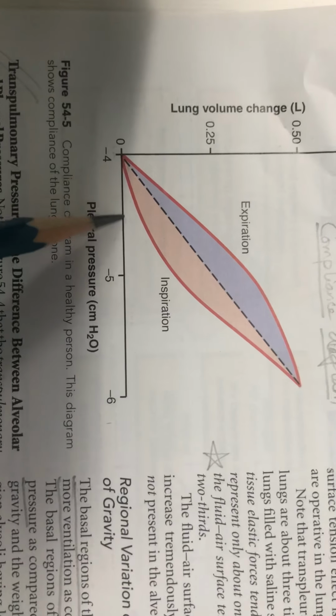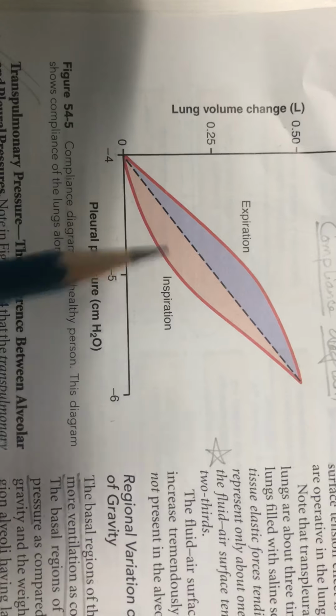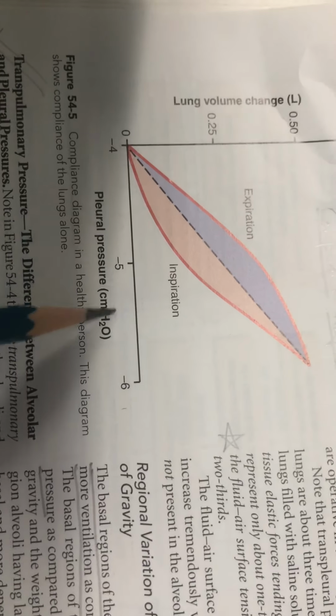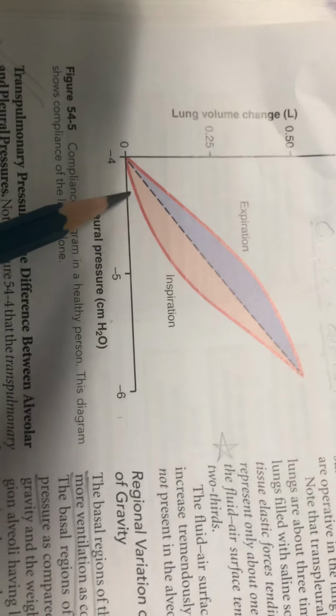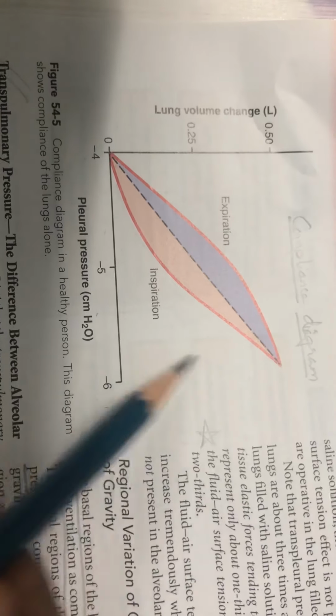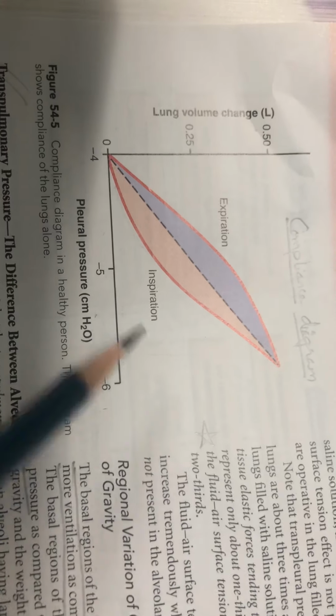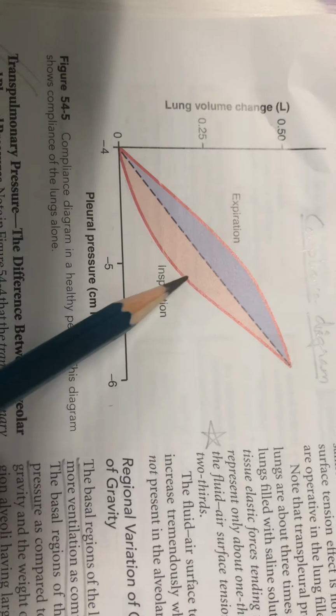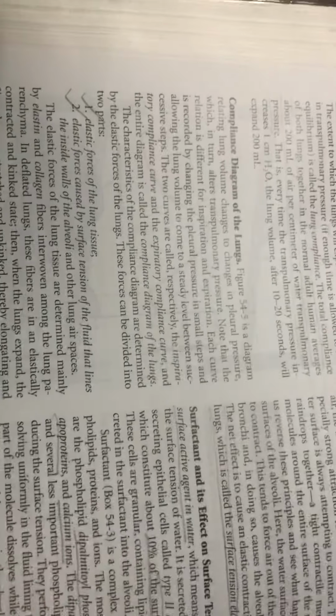As you keep increasing the pressure more negatively, your volume during inspiration first increases to a lesser extent, then it starts increasing rapidly for small changes in the pressure. The opposite happens in the case of expiration. So the inspiratory and expiratory compliance curves are different from each other.